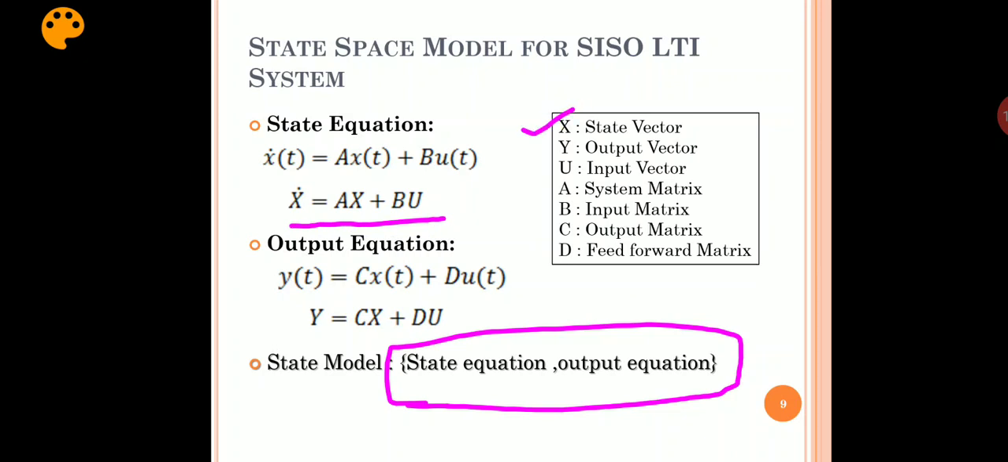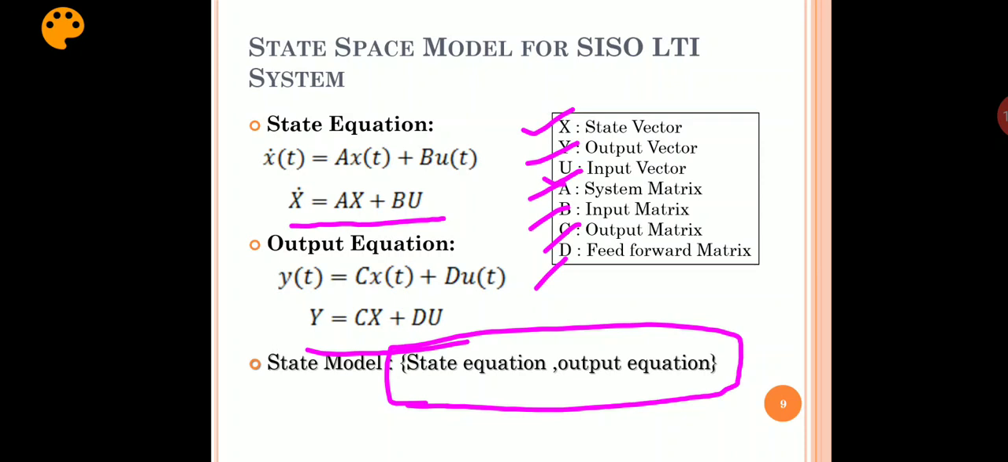X is nothing but the state vector. As I told, the state vector is the vector formed by state variables, and x dot is the differentiation of this state vector, so x dot is dx by dt. A and B are defined: A is called the system matrix and B is called the input matrix. Now there is another equation, which is y is equal to Cx plus Du, where C is the output matrix and D is the feed forward matrix, and y is the output vector, and u is the input vector.